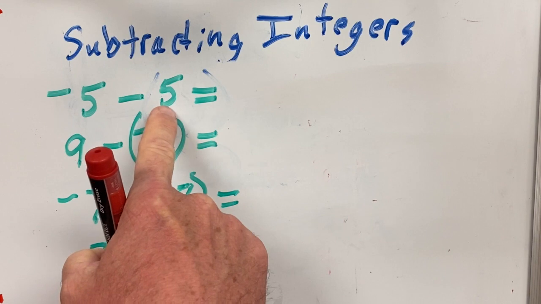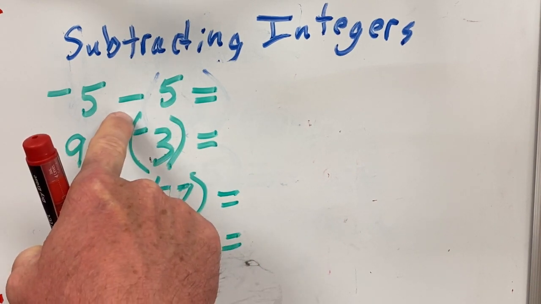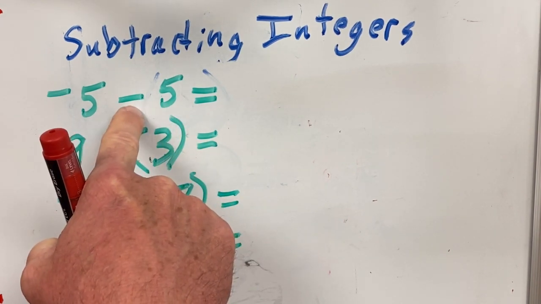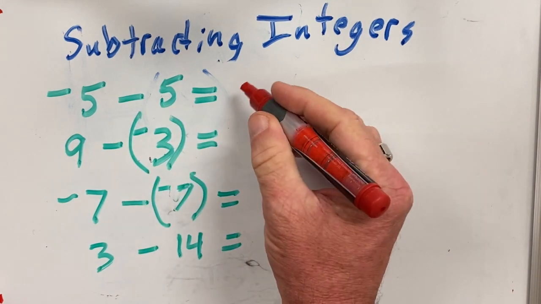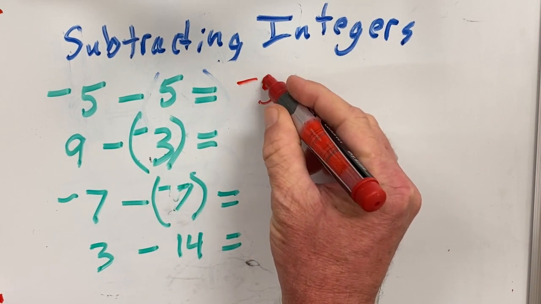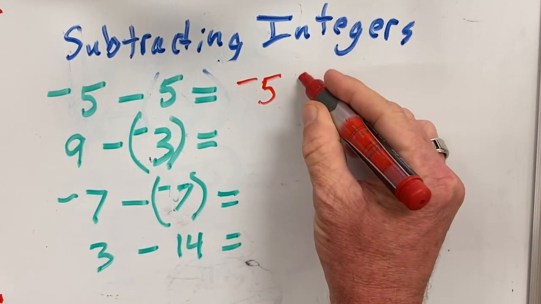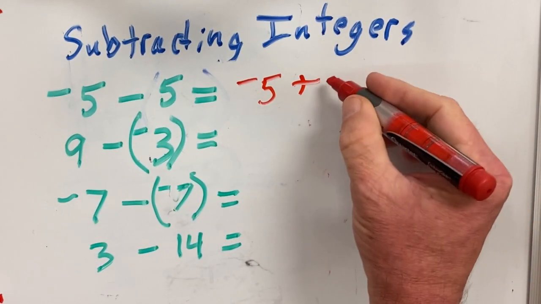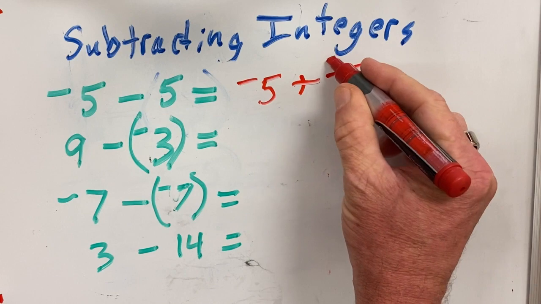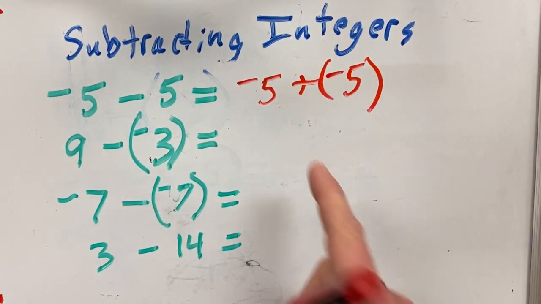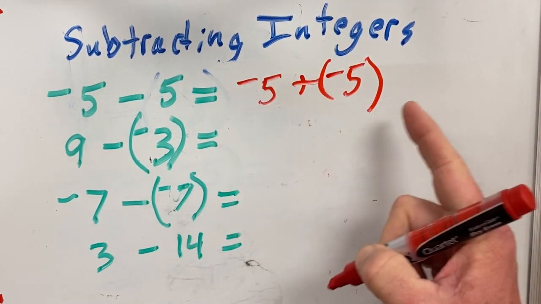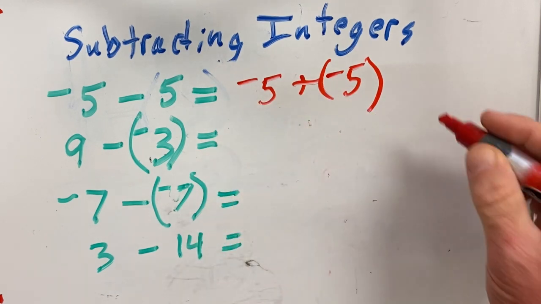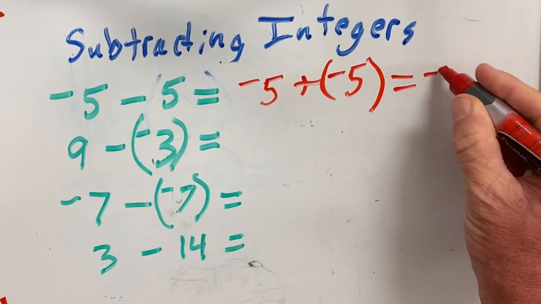Negative 5 minus 5. Subtracting an integer is the same thing as adding the opposite. So let's say negative 5 plus, again, I'm going to add the opposite, which is a negative 5. I'll put that in parentheses. Oh, we know how to do that. Same sign, add and keep the sign. 5 plus 5 is 10. It's negative 10.